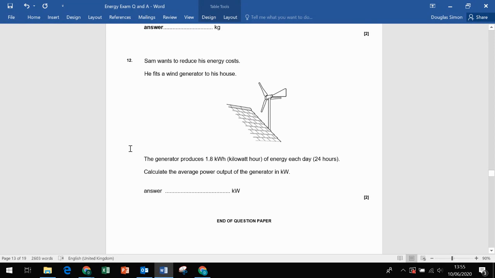All right, final question. Sam wants to reduce his energy costs. He fits a wind generator to his house. The generator produces 1.8 kilowatt hours of energy each day, 24 hours. Calculate the average power output of his generator in kilowatts.